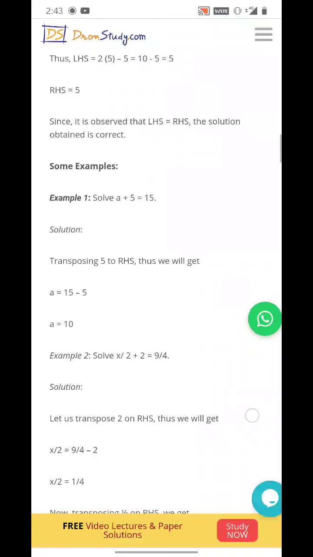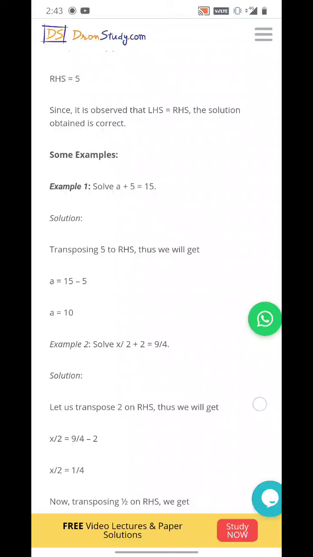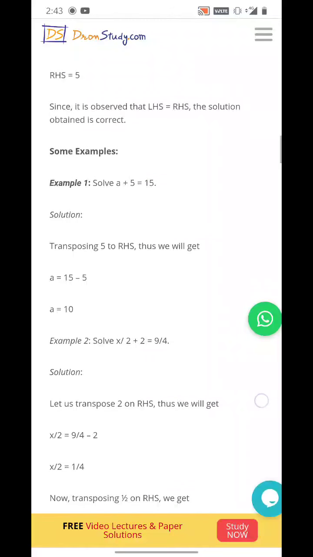You can confirm your result by putting the value of a in the equation that has been given, that is a plus 5 is equal to 15. The value of a that comes out is 10, so you put in 10 plus 5 is equal to 15, so the equation stands valid.